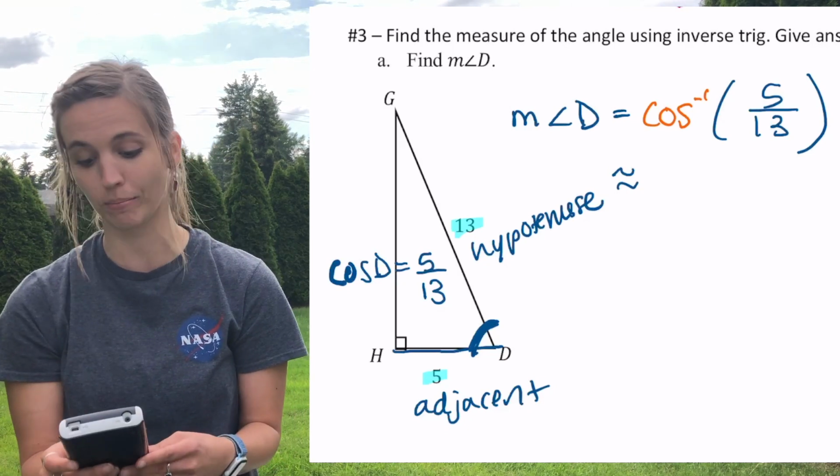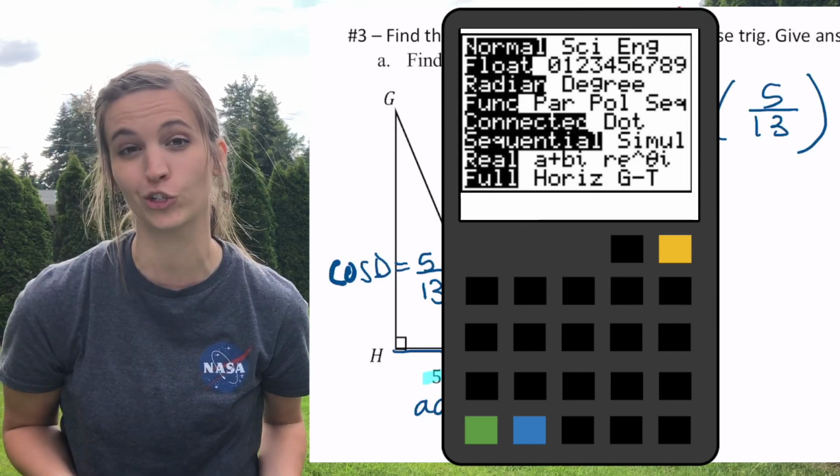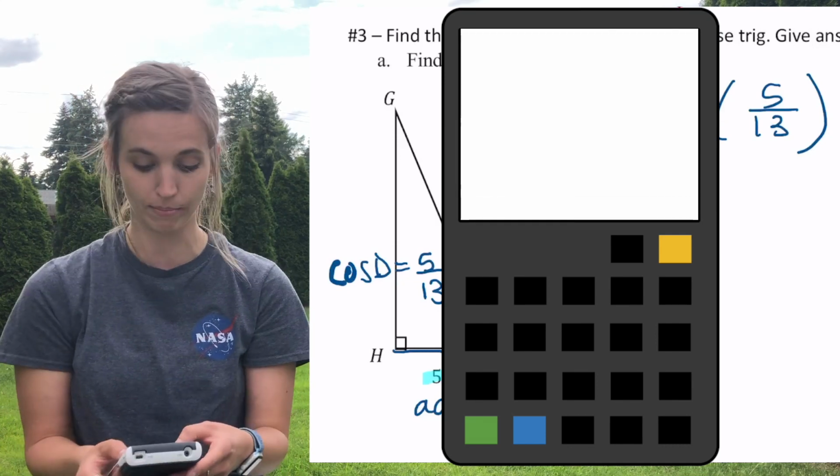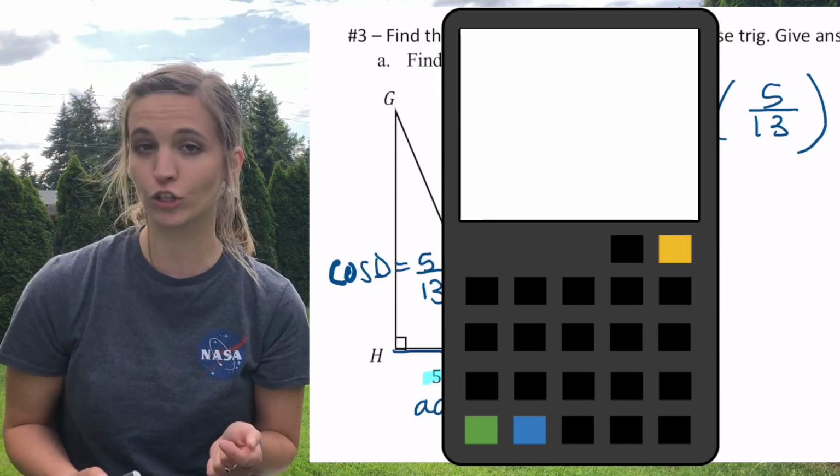First thing I'm going to do is check my mode. You click mode on your calculator, and then you scroll down where it says radian degree, and you want to make sure degree is highlighted. My degree is highlighted, so I'm good to go. Now I'm going to quit out of it so that I can enter my arccosine.